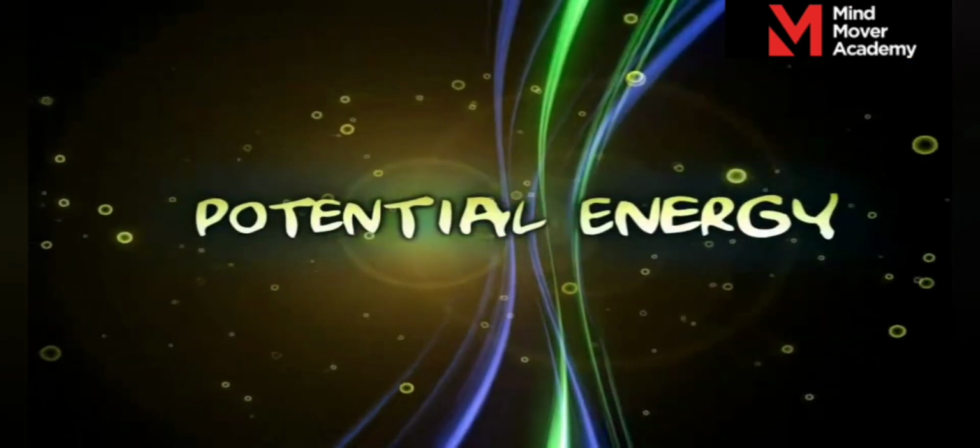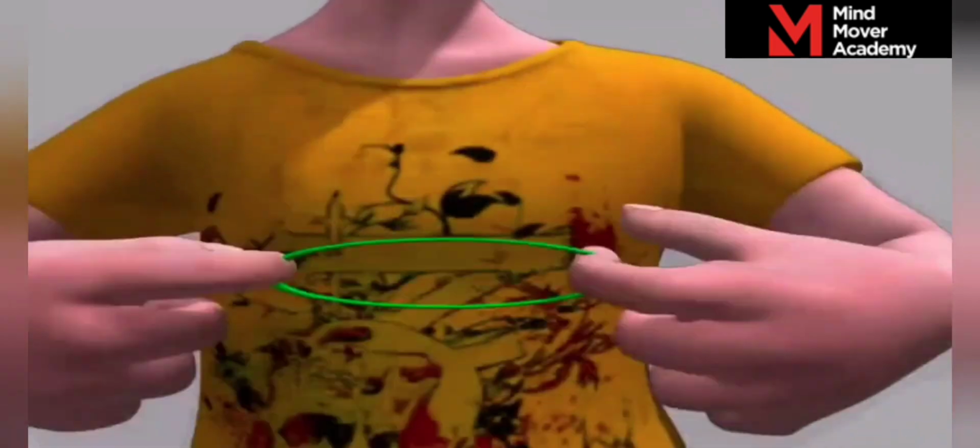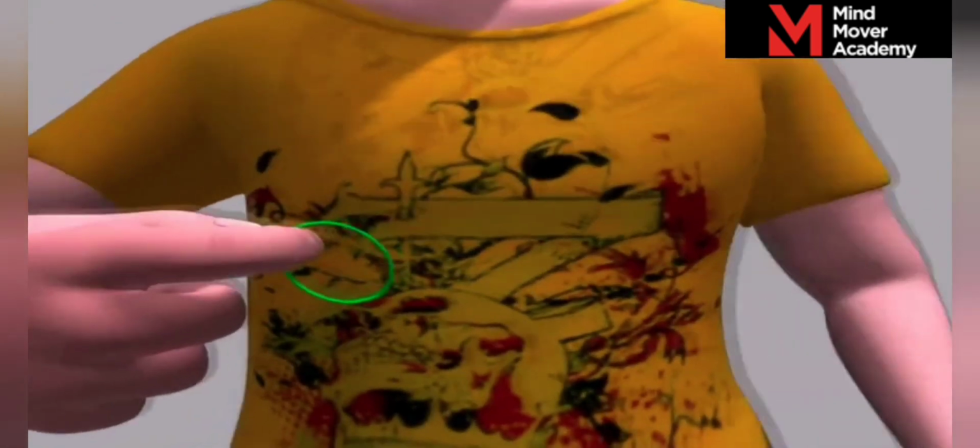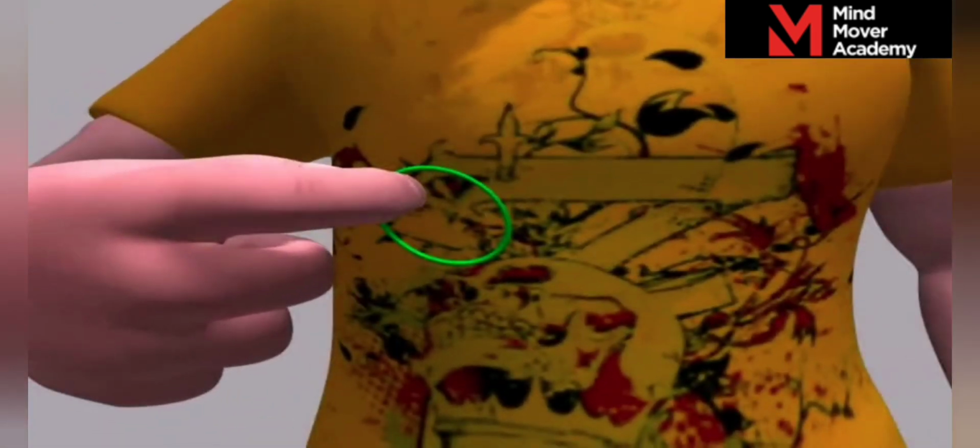Potential energy. Have you ever stretched a rubber band? What happens when you release your hand from one of the ends? The band will tend to regain its original length. From where does it get the energy to regain its position?